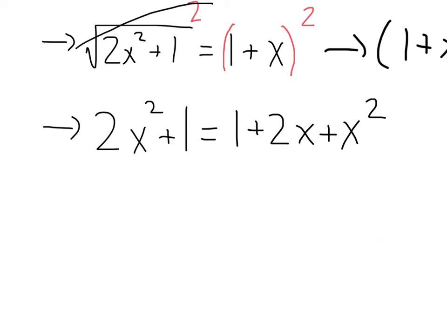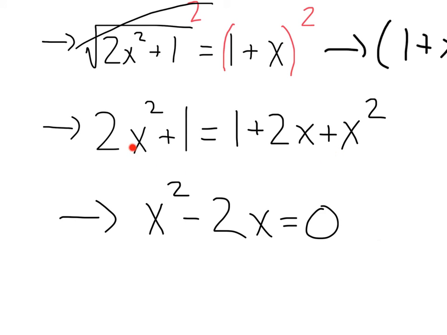Now we've got x squared terms. Let's get everything over on one side of the equation and see what we're left with. Subtracting x squared from the 2x squared leaves us with x squared, minus 2x from both sides gives us negative 2x. And if we subtract the 1 over, that's going to cancel out, leaving us with x squared minus 2x equals 0.